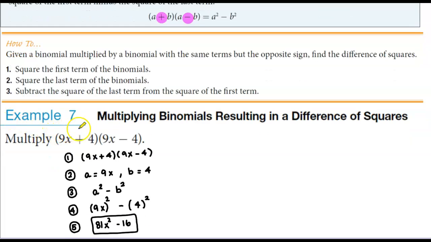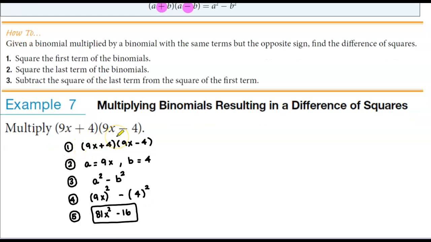So for example 7, we're going to multiply 9x plus 4 times 9x minus 4. And we notice here that we have opposite signs. We can see that the first term is the same and the second term is the same. So we're going to let a, which is the first term, be 9x, and we can see that the second term, b, is 4, and we're going to plug that in for the difference of squares formula.